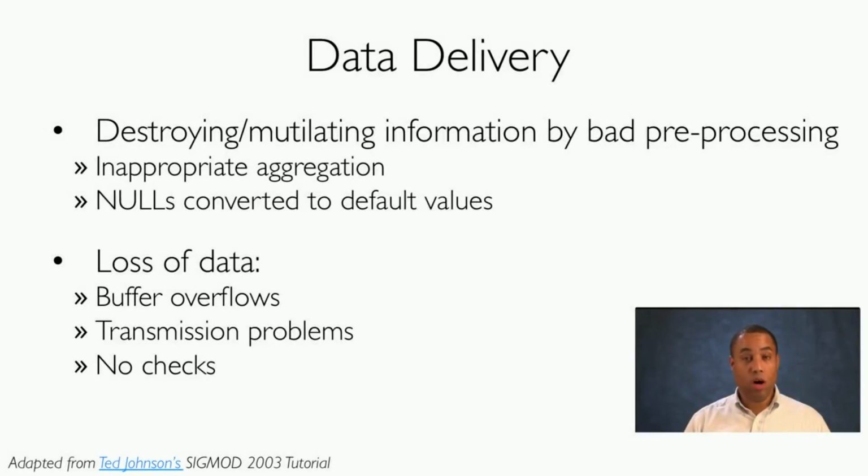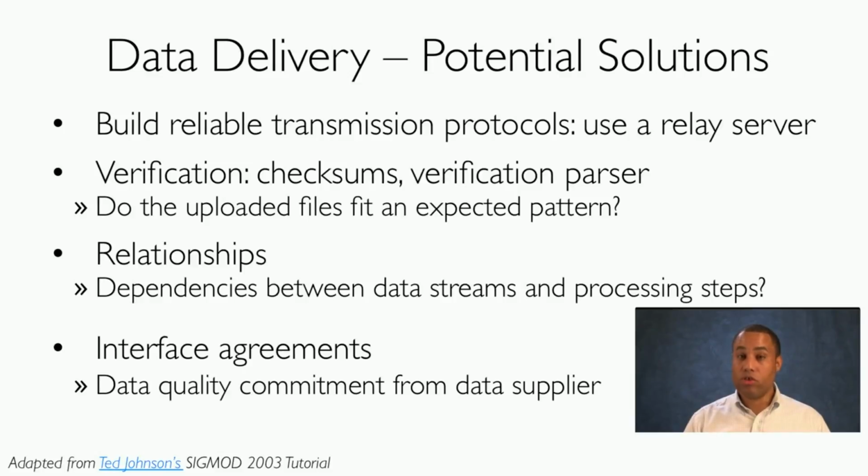Data quality issues can also be introduced during data delivery. For example, destroying, mutilating information through bad preprocessing. As examples, inappropriate aggregation or incorrectly converting null values into default values. It can also happen due to the loss of data, say from a buffer overflow or transmission problem, or a lack of integrity checks. Potential solutions to the data delivery problem are to build reliable transmission protocols.